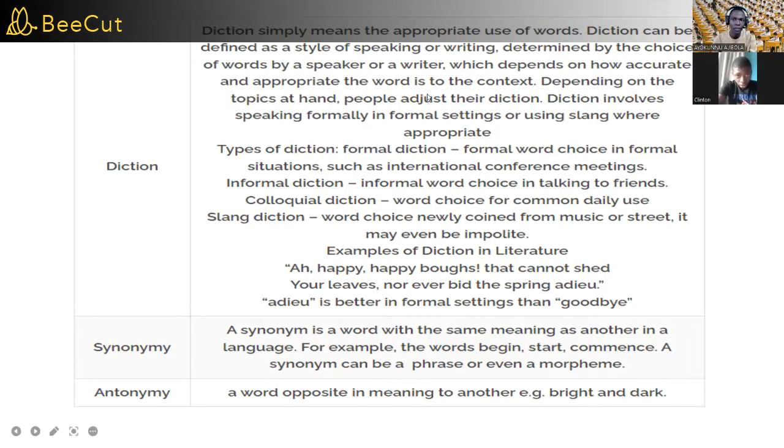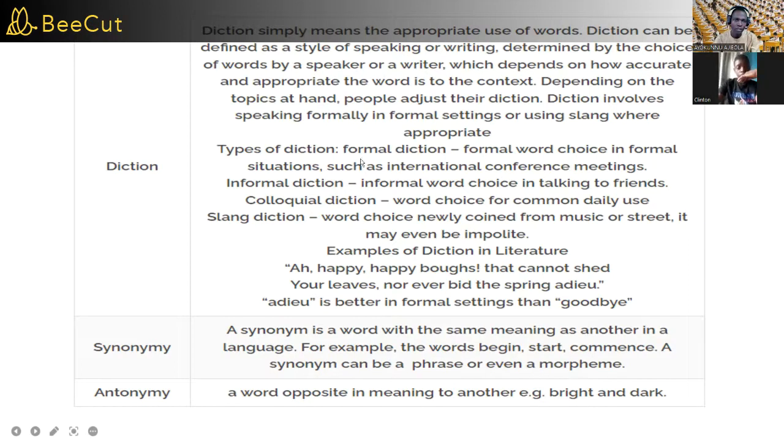To know the accurate word, the appropriate word to use in a particular context, is what diction is all about, and even to know how to pronounce. Depending on the topic at hand, people adjust their diction. Diction involves speaking formally in formal settings or using slang where appropriate. So it's part of diction.